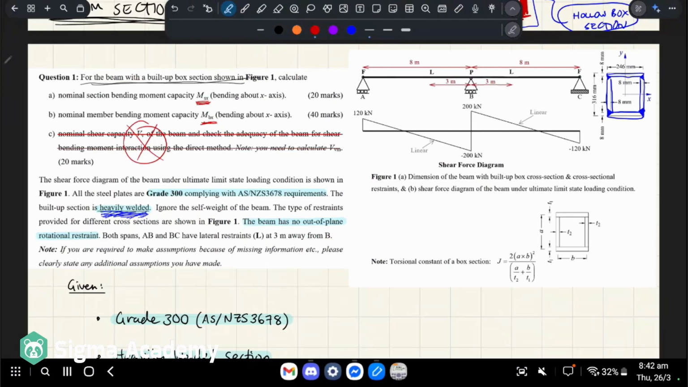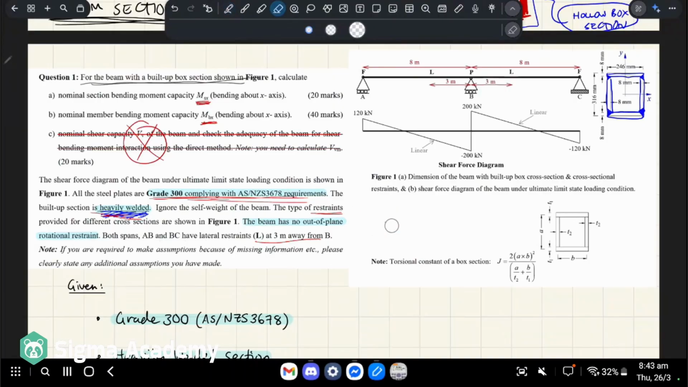Yep, and then steel plates are grade 300, heavily welded, ignore self-weight of the beam. We have the restraints shown on the diagram itself. Beam has no out-of-plane rotational restraint, so that's just referring to when we get up to KR in the calculation of effective length. Both spans AB and BC have lateral restraints L, 3 meters away from B, etc. You're required to make any assumptions because of missing information. Please state any assumptions that you made.